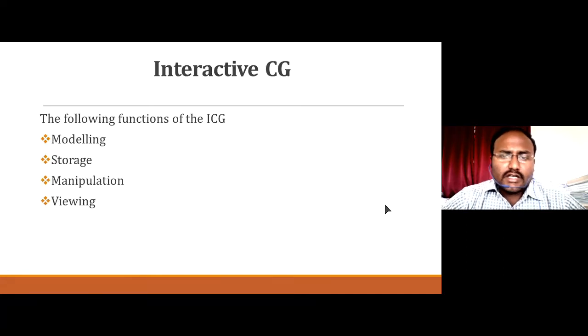In interactive computer graphics, there are four modules. The first is modeling, then storage, manipulation, and viewing. In modeling, you create the new models. Once the creation is over, you store the models. Then you manipulate, adding whatever things you require. Then finally you view the graphics.